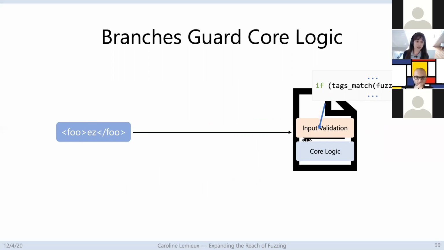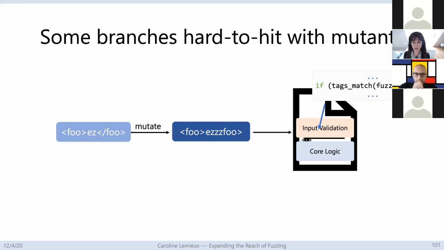You might have to make sure that all the tags in your XML document match. So even if you have an input whose tags match, like foo and foo, if you just mutate this by randomly copying some bytes around, the likelihood of the mutated input still hitting that branch that requires that the tags match and getting through the input validation phase is getting much lower. So this is a problem because we're just testing input validation.